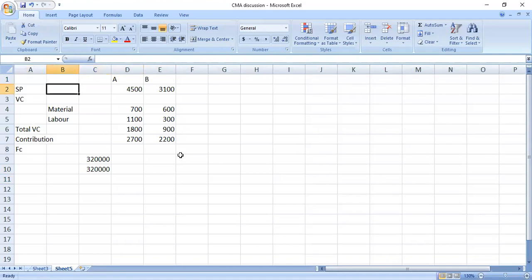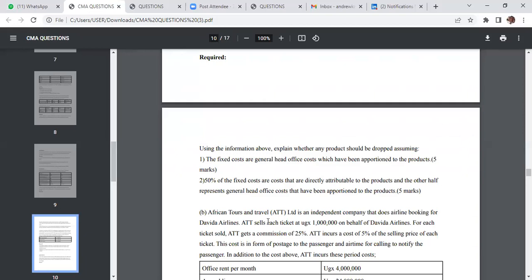So I had to bring the selling price. This is per unit, remember. Then you have the variable costs. These are still per unit. Then you had fixed costs for A and B. But if I may just take you back to the question: using the above information, explain whether one of the products should be dropped.